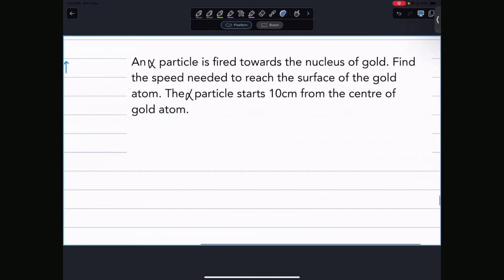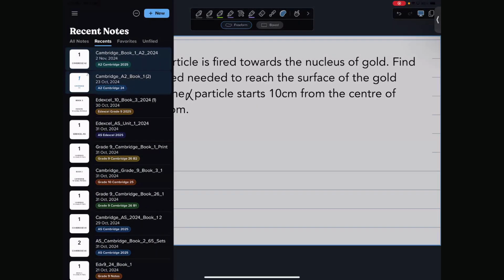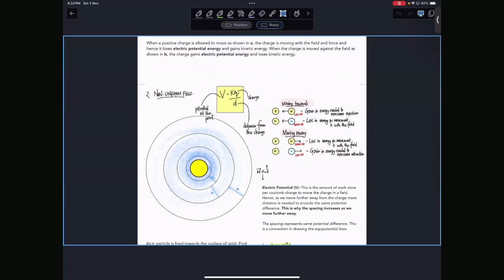Okay, let's have a look here. An alpha particle is fired towards the nucleus of gold. Find the speed needed to reach the surface of the gold atom. The alpha particle starts 10 centimeters from the center of the gold atom. So you have to find the speed needed to reach the surface of the gold atom. There is other information that you need, like the gold atom size and everything.